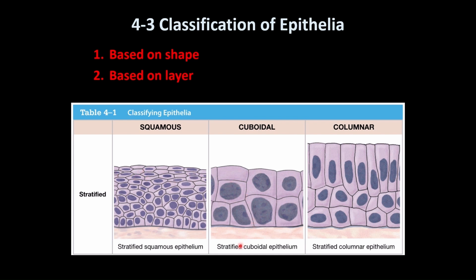So the second one is a stratified cuboidal, which means it's more than one layer, and they are cuboidal in shape, or square in shape. And the third one is called a stratified columnar, although the deeper layer looks cuboidal in shape, the superficial layer is columnar in shape. So stratified means what? Multiple layers, but based on the superficial layer, they usually divide them into squamous, cuboidal, or columnar.